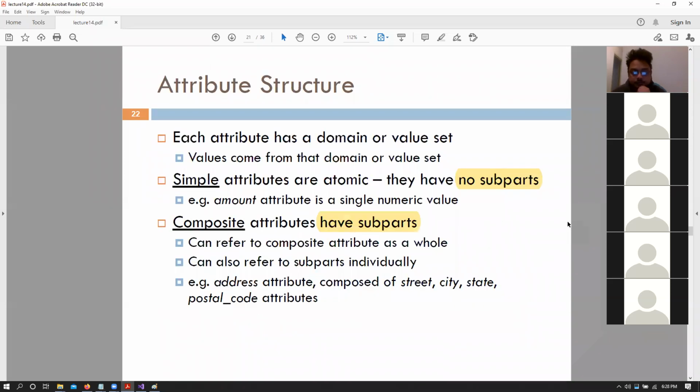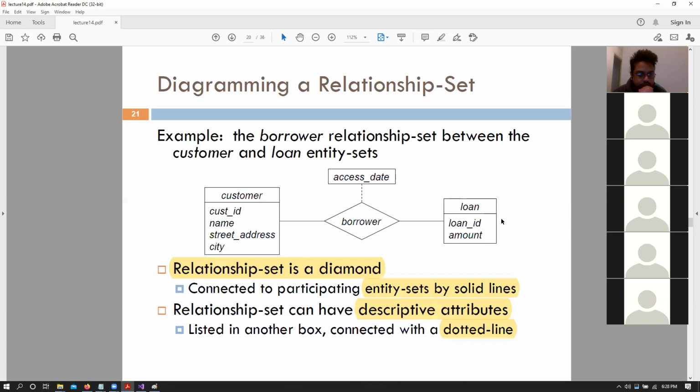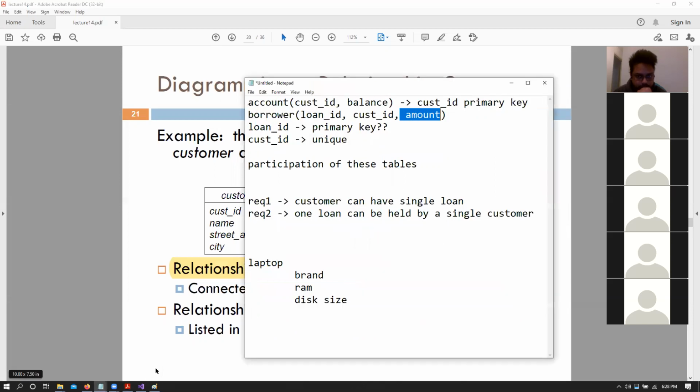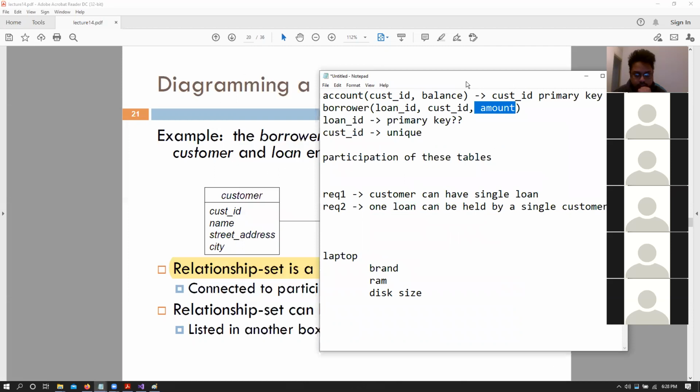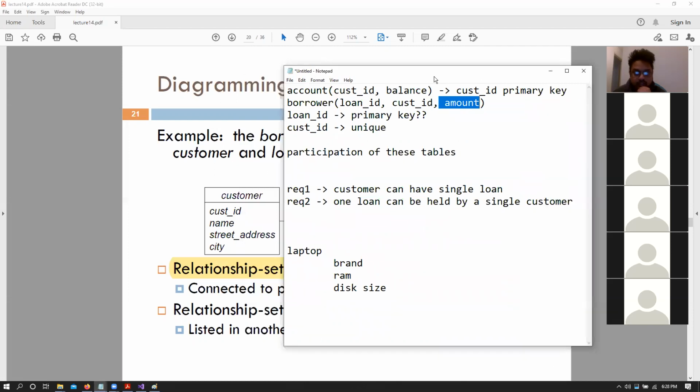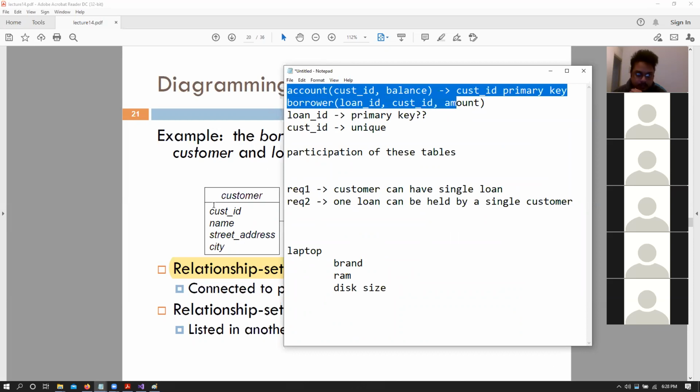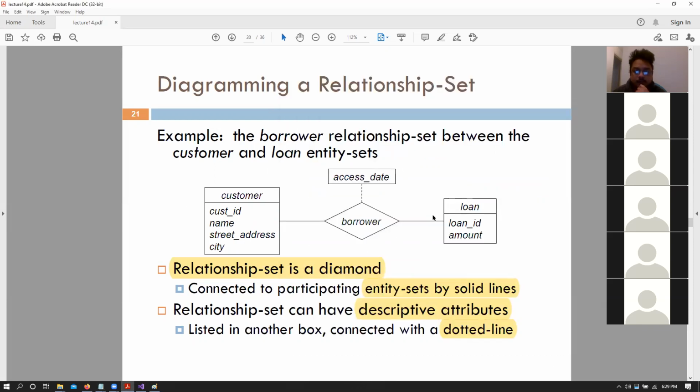Right. Okay. Yes, but this example does not have a separate loan table, right? This just had two tables, account and borrower. This is the actual table design for our banking database, right? It had a customer table, it had a loan table, it had a separate borrower table that actually connected them, right?